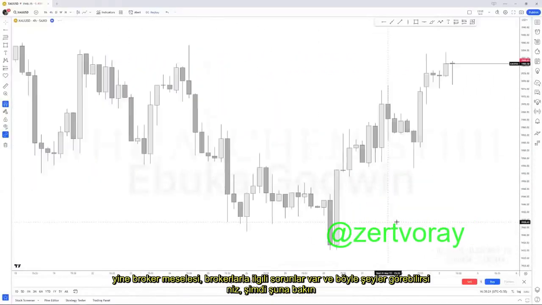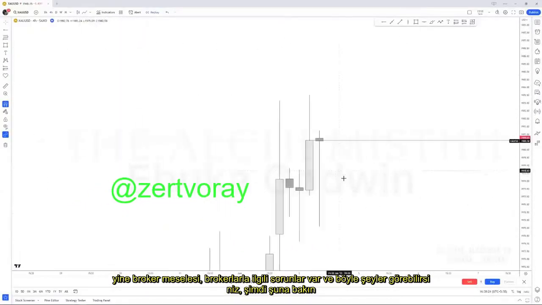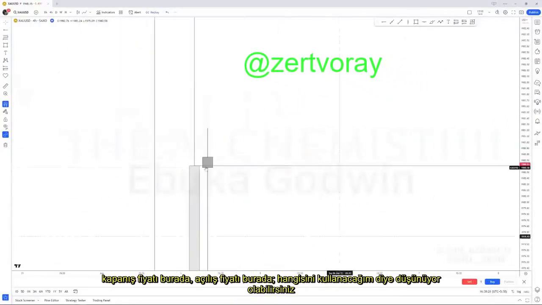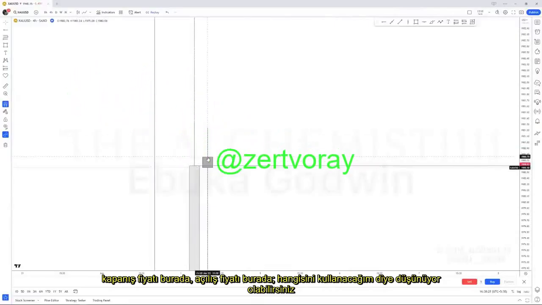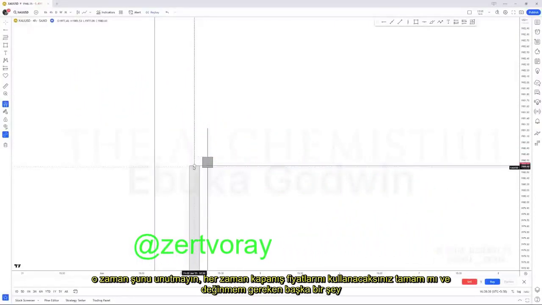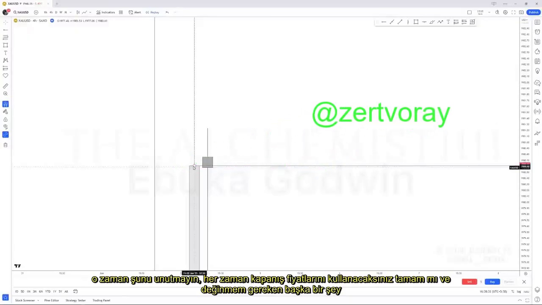Now, once again, there are problems with brokers, and you might see stuff like this. Now, look at this. The closing price is here, the opening price is here. You might be wondering which one am I going to use? Then remember, simply you're always going to use closing prices.